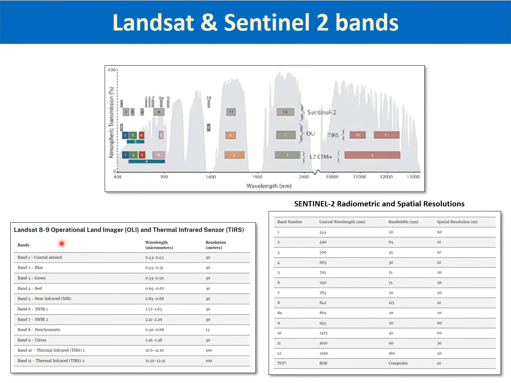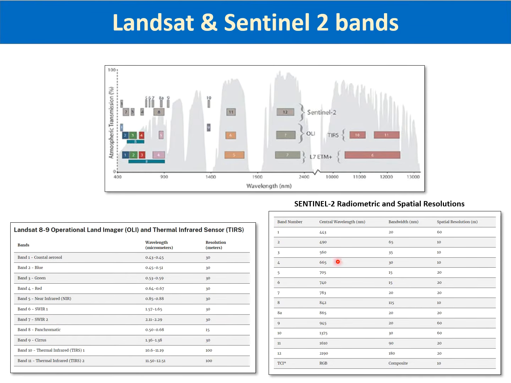Landsat 8 and 9 are operational. The sensors are OLI and the thermal infrared sensor, but the thermal bands we don't use for land use land cover classification. The key bands for land use land cover classification are band 2 blue, band 3 green, band 4 red portion of the electromagnetic spectrum, band 5 near infrared, and then band 6 and band 7, shortwave infrared 1 and shortwave infrared 2.